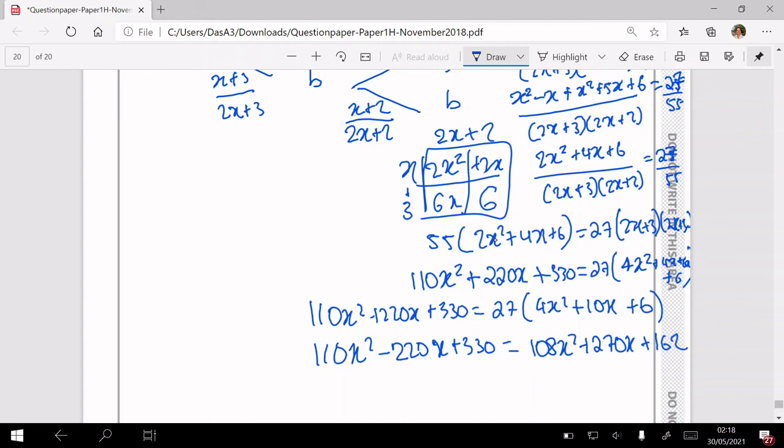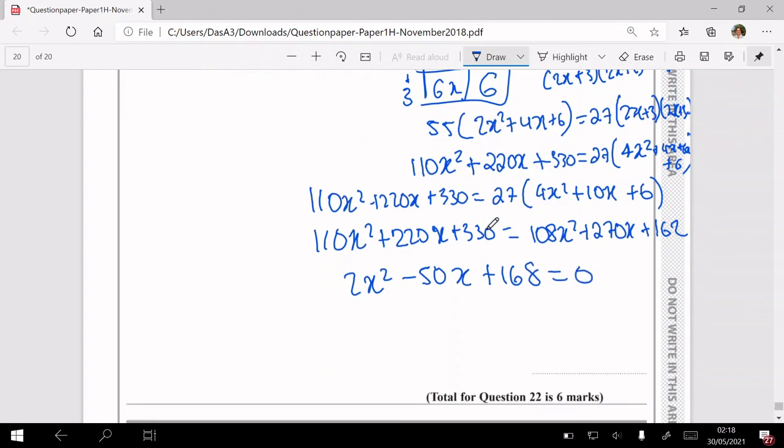So rearrange everything to one side, which is 2x squared, then 220 minus 270, which is equal to minus 50x, then 330 minus 162, which is plus 168, is equal to 0. You can simplify by dividing by 2 on both sides. That will give you x squared minus 25x plus 84 is equal to 0.